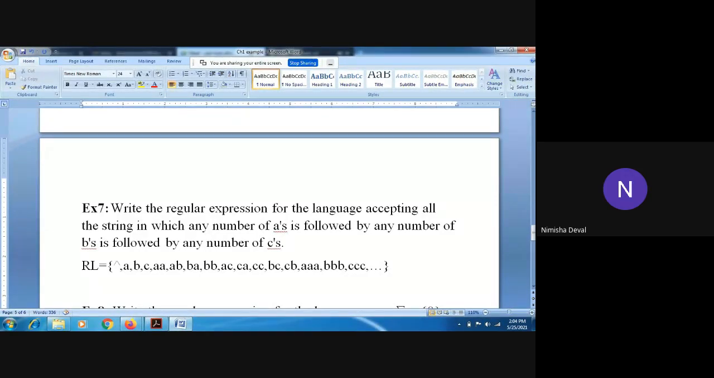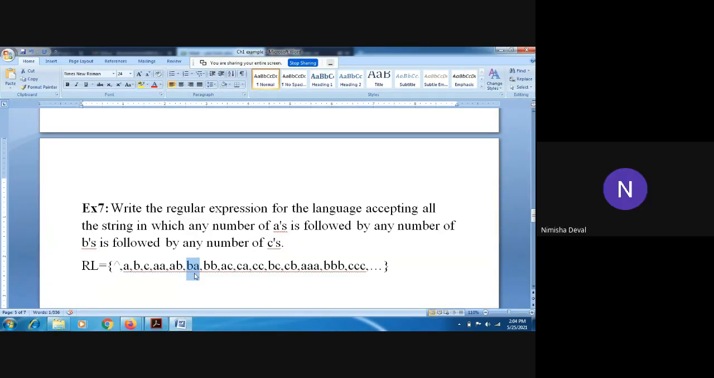Okay, I will divide it now. What have they mentioned? Any number of A's followed by any number of B's followed by any number of C's. Now check. According to this sequence, null is allowed, A is allowed, B is allowed, C is allowed. AB is allowed, but is BA allowed or not? Check the statement: any number of A's followed by B's and followed by C's. According to this statement, is BA allowed or not? No.